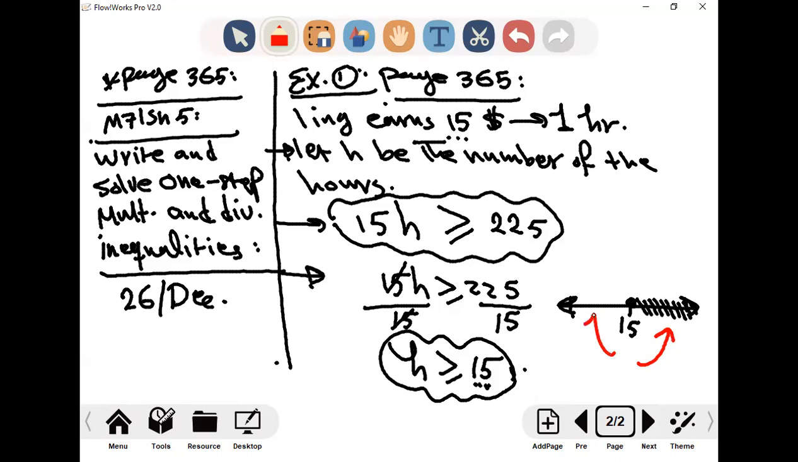If she worked 10 hours, 15 multiplied by 10 is 150. No, I need 225 or more. But if she worked exactly 15, it is acceptable. Do you understand the answer? Good. This is example 1, page 365. Hope you understand it very well.